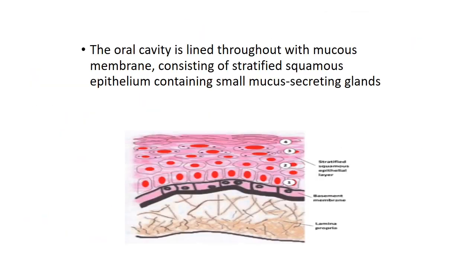The oral cavity is lined throughout with mucous membrane consisting of stratified squamous epithelium containing small mucus secreting glands. Okay, it has mucus secreting glands which secrete the mucus.